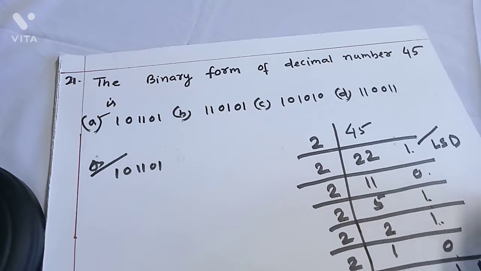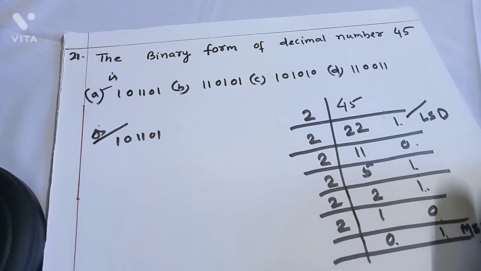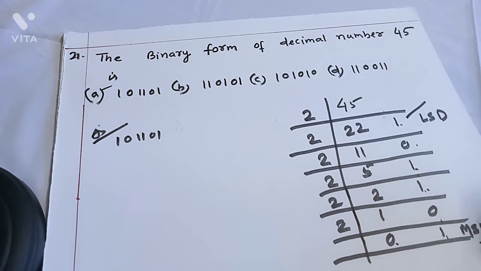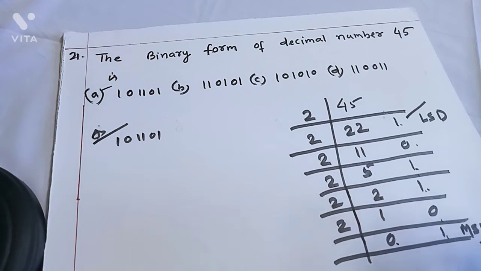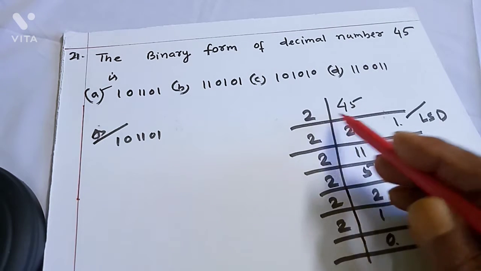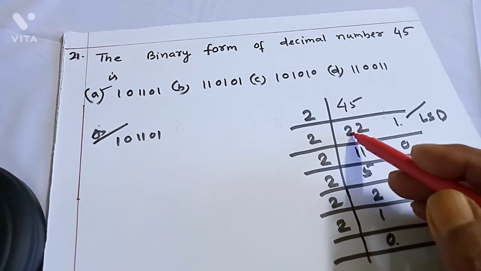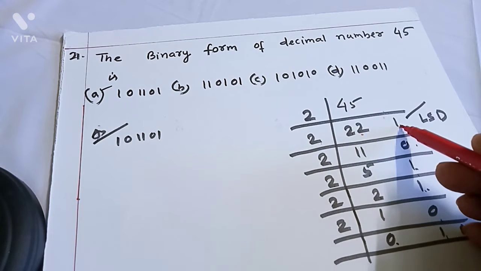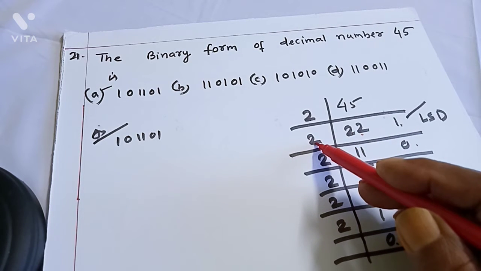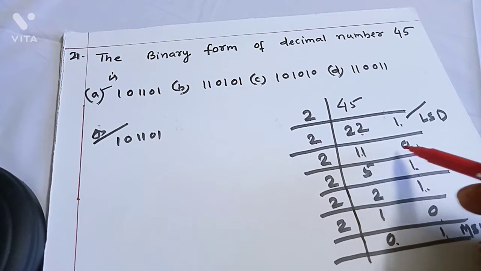Now the process is, you have to go on dividing 45 by 2 till the quotient is 0, and taking into consideration the remainder, we can find out the corresponding binary number. 45 divided by 2 gives 22, and here 1 is the remainder.